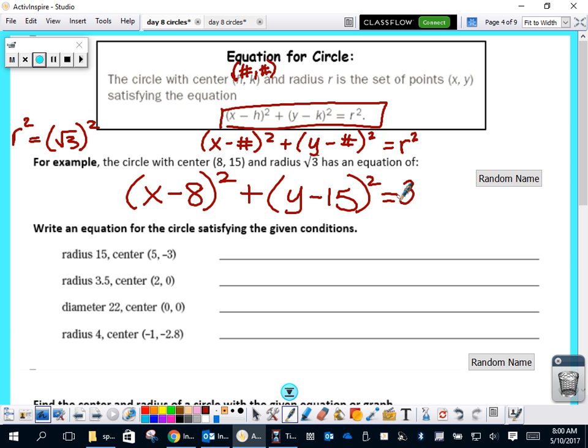So, the only time it gets tricky is when you have negatives, but you want to think of your center as my 8 minus my 8 has to get me to 0. My 15 minus my 15 has to get me to 0. Okay? So in this one, it would be x minus 5 squared plus, minus a negative is what? The same as positive. So instead of minus negative 3, we want to write plus 3. So you can see that the 5 minus 5 would get you to 0. The negative 3 plus 3 would get you to 0. And then if our radius is 15, what is 15 squared? 325. Okay?